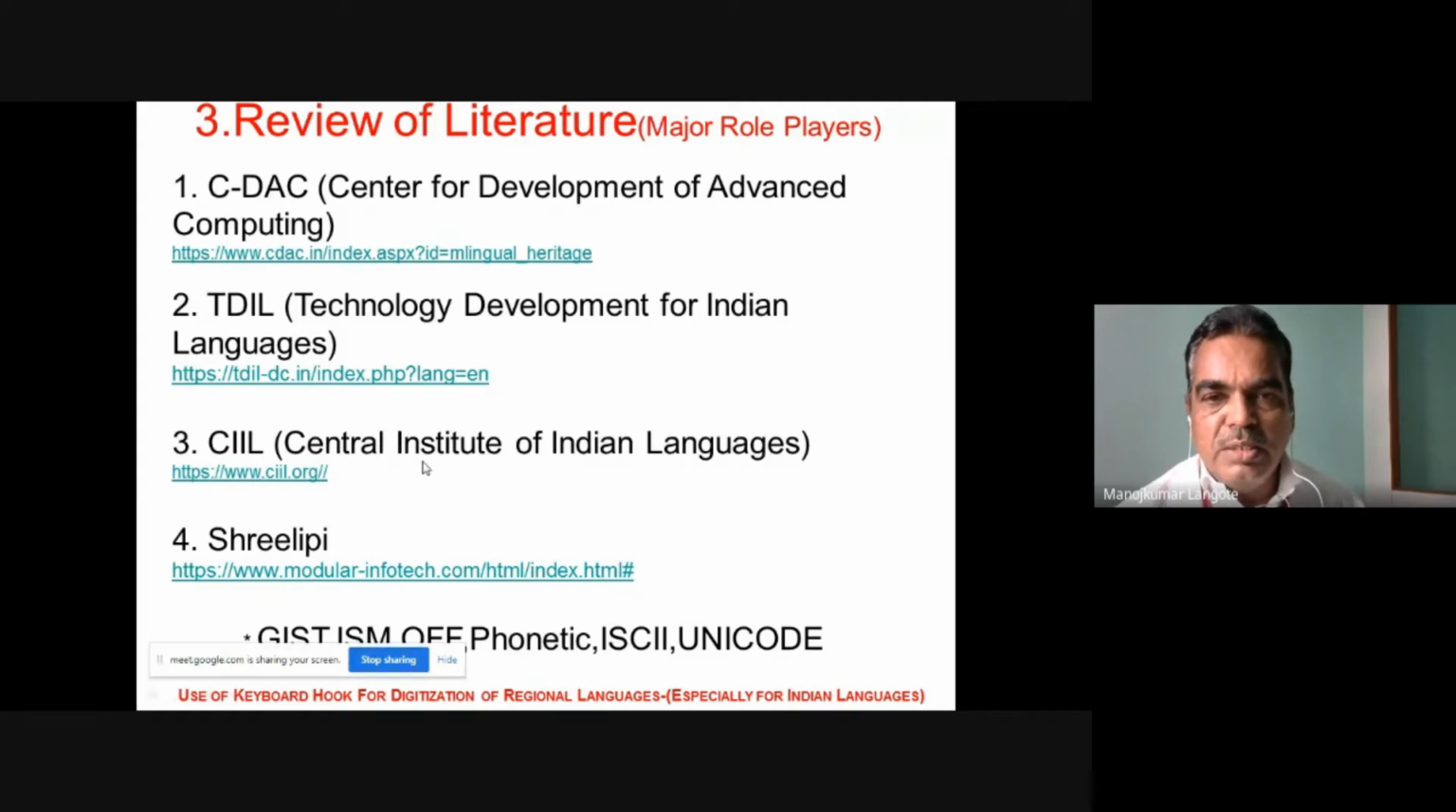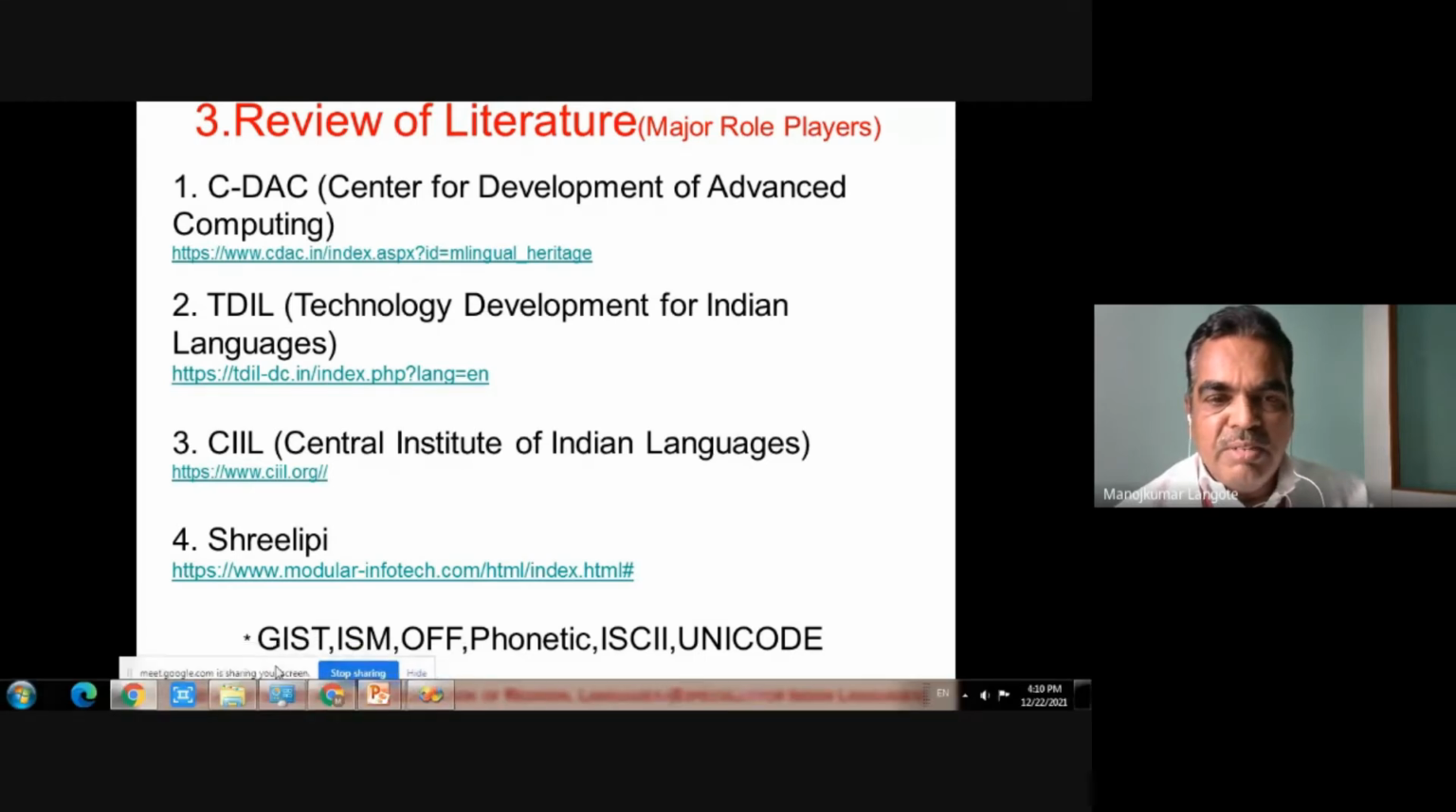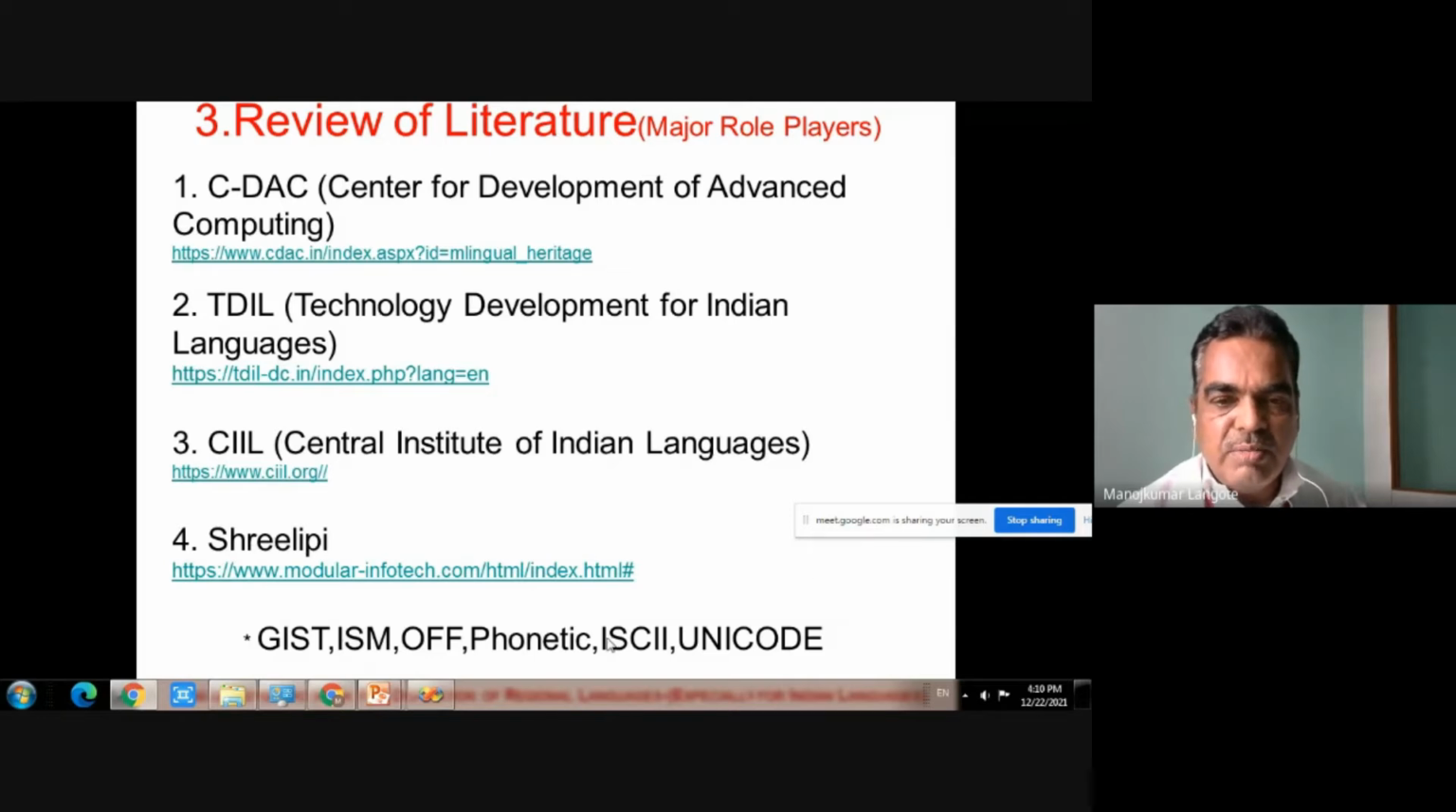Obviously, our Central Institute of Indian Languages, then SRILP, then private firms like GIST, then different phonetic fonts are available. The ISCII standards are also designed, then OpenType fonts were used. And finally, the concept of Unicode was introduced. Basically, this Unicode was introduced in the year 1991. Means if we consider the duration, 30 years ago, Unicode was developed.